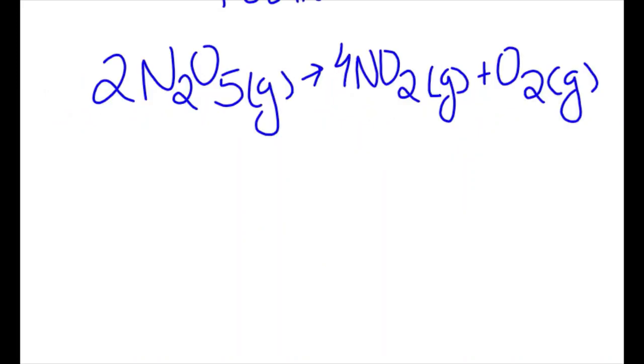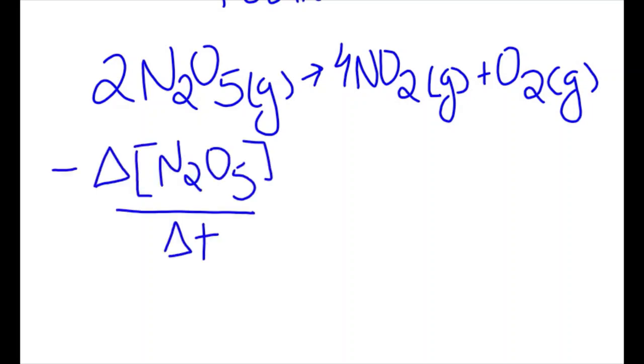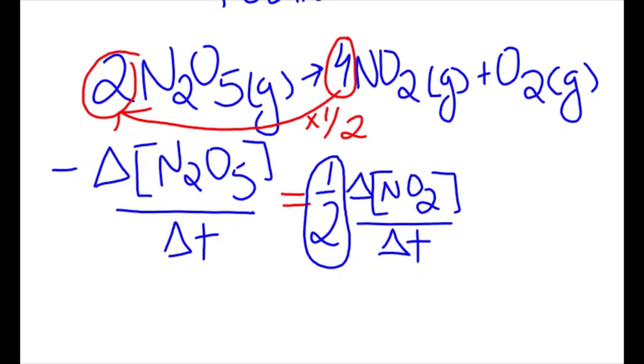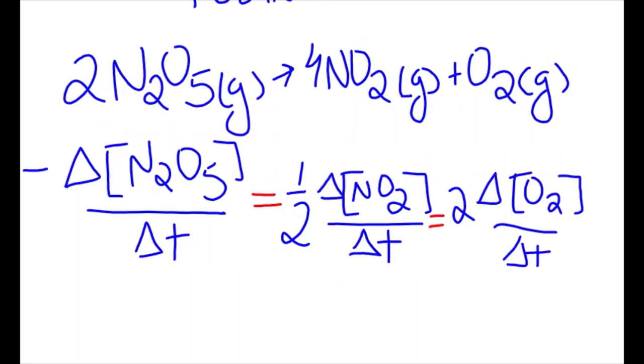Let's say we have the reaction 2N2O5 produces 4NO2 plus O2. This can be represented as negative change in concentration of N2O5 over time, because rates of reactions with reactants will have a negative sign in front of them, equals 1/2 change in concentration of NO2 over time. This positive 1/2 coefficient comes from the fact that a product's rate of reaction will not have a negative sign in front of it, and that going from NO2 to N2O5 is a change in 1/2, since 4 times 1/2 equals 2. This rate is also equal to 2 change in concentration of O2 over time.